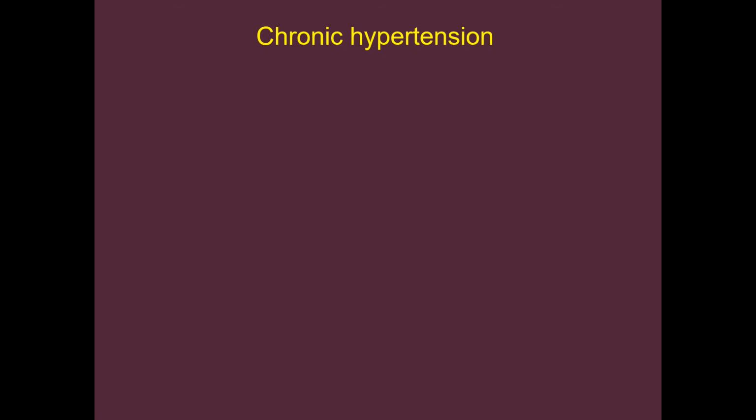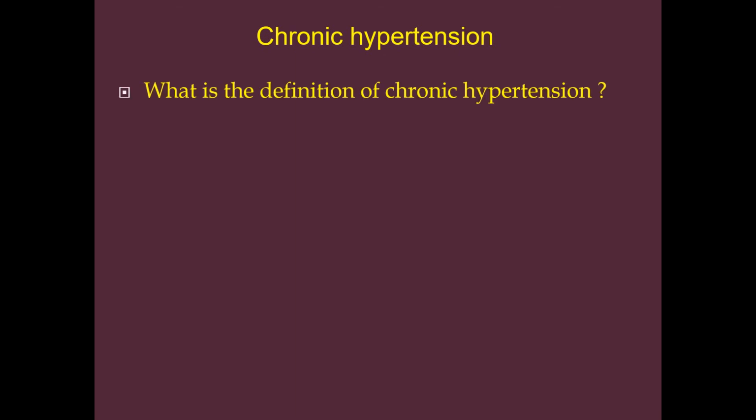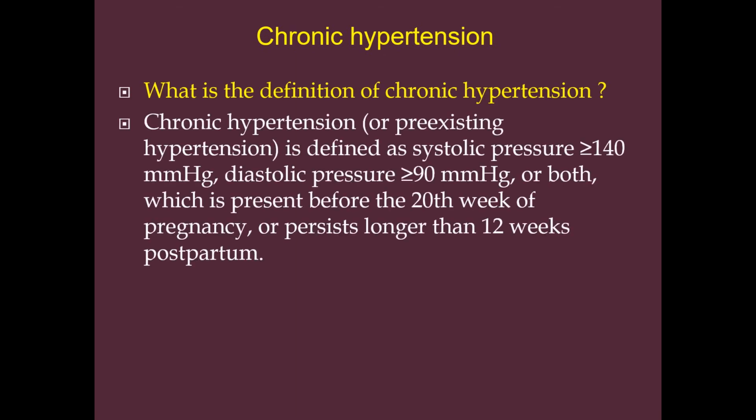So now we finished talking about preeclampsia and gestational hypertension, and we are now going to talk about chronic hypertension. By definition, chronic hypertension or pre-existent hypertension is defined as blood pressure more than 140/90 or both, which is present before 20 weeks of gestation, or persistent longer than 12 weeks postpartum.